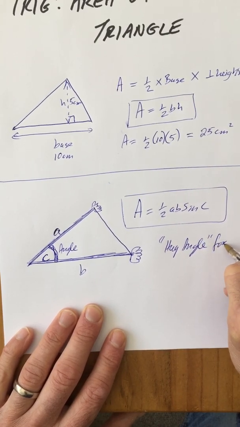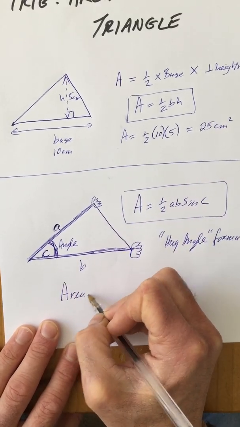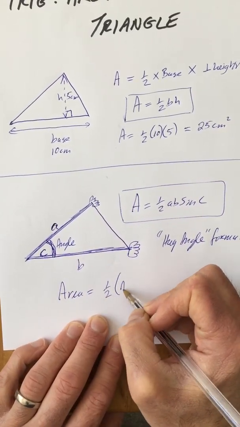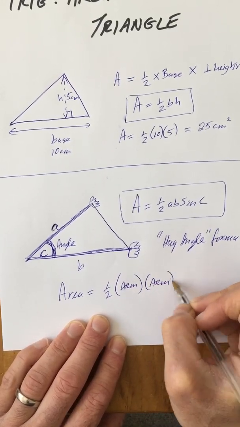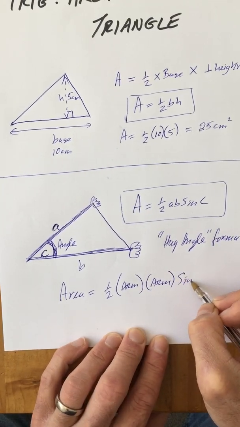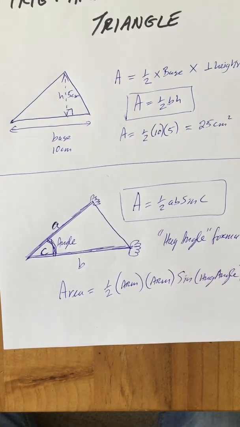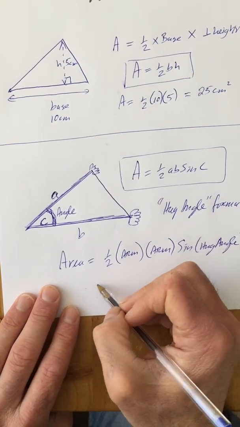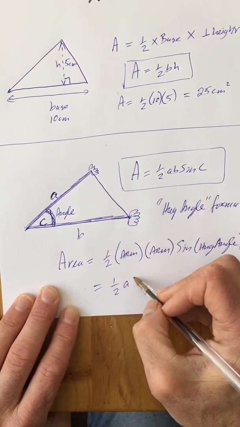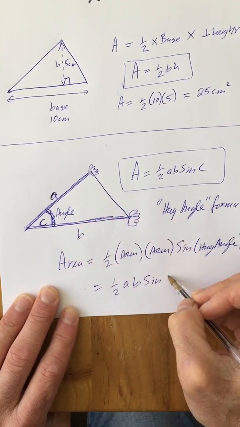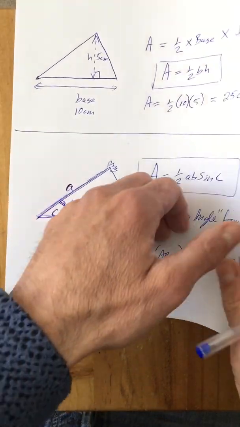So I sometimes call this the hug angle formula. And what it is, is that the area of the triangle is equal to a half multiplied by one arm multiplied by another arm multiplied by the sine of the hug angle. So it's equal to half times, in this case this arm is called A, this one is called arm B, and the hug angle here is called C, so half AB sine C. Now if you're still confused with this, let's do an example.